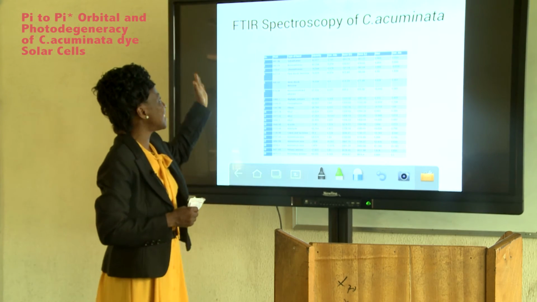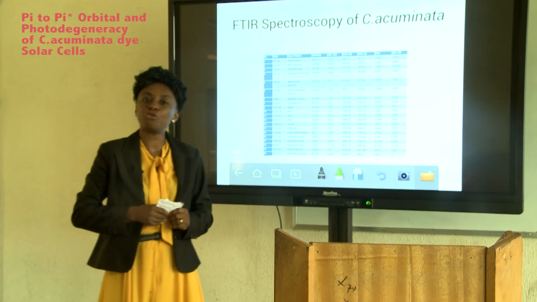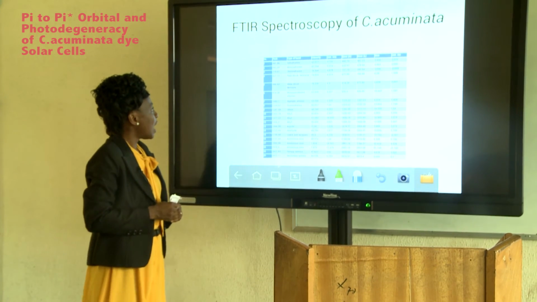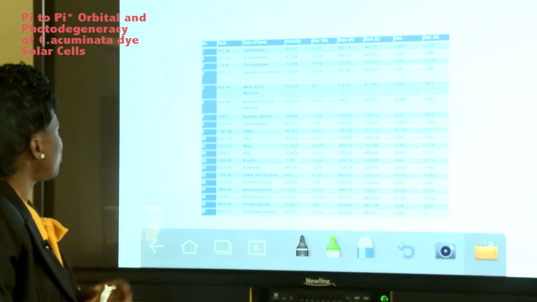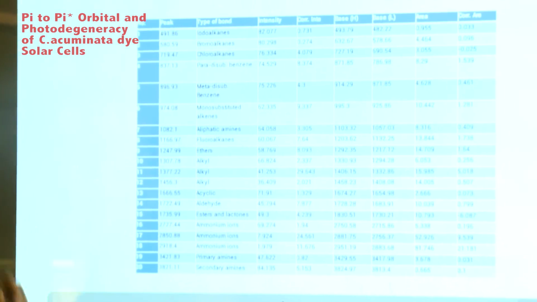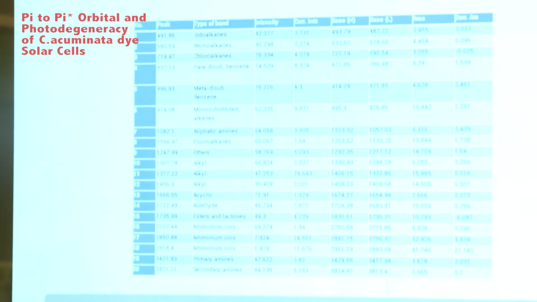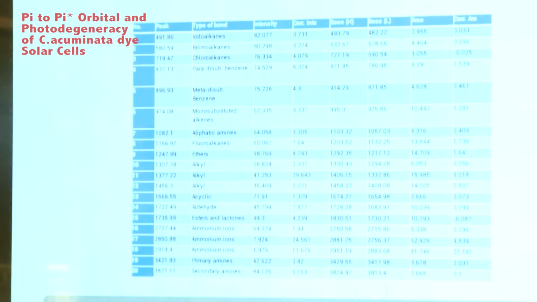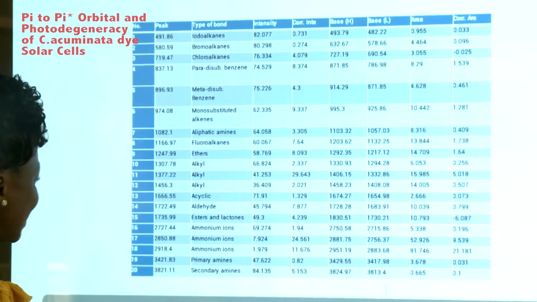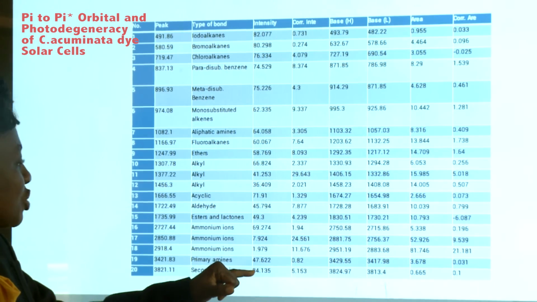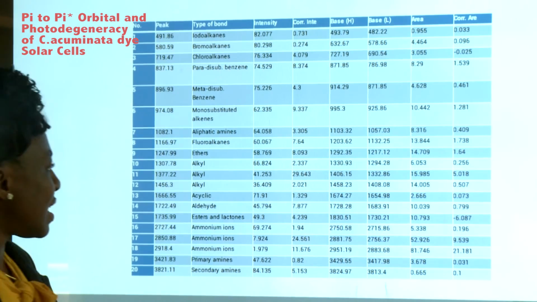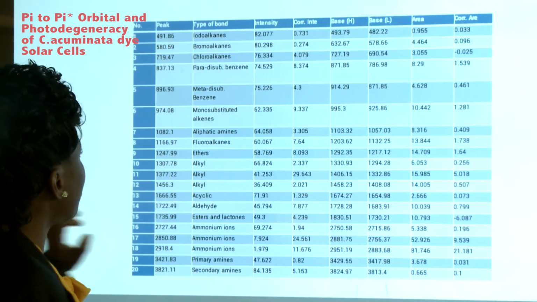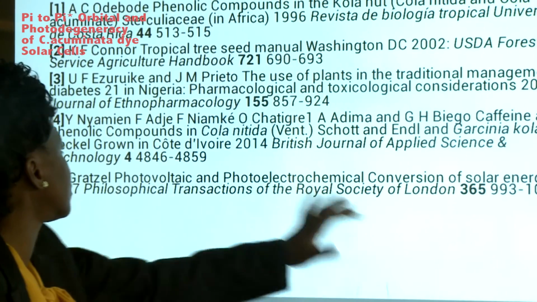Okay, this is the FTIR. This is the reverse of what happens in the UV spectroscopy. And this tells us what happens from the excited to the ground states. We're going to be seeing that there are about 20 different peaks showing the functional groups of the C. acuminata dye. It has the iodoalkanes, but interesting to note is the secondary amines, which has 84.135 intensity. And that also tells us something about the preferential discharge.